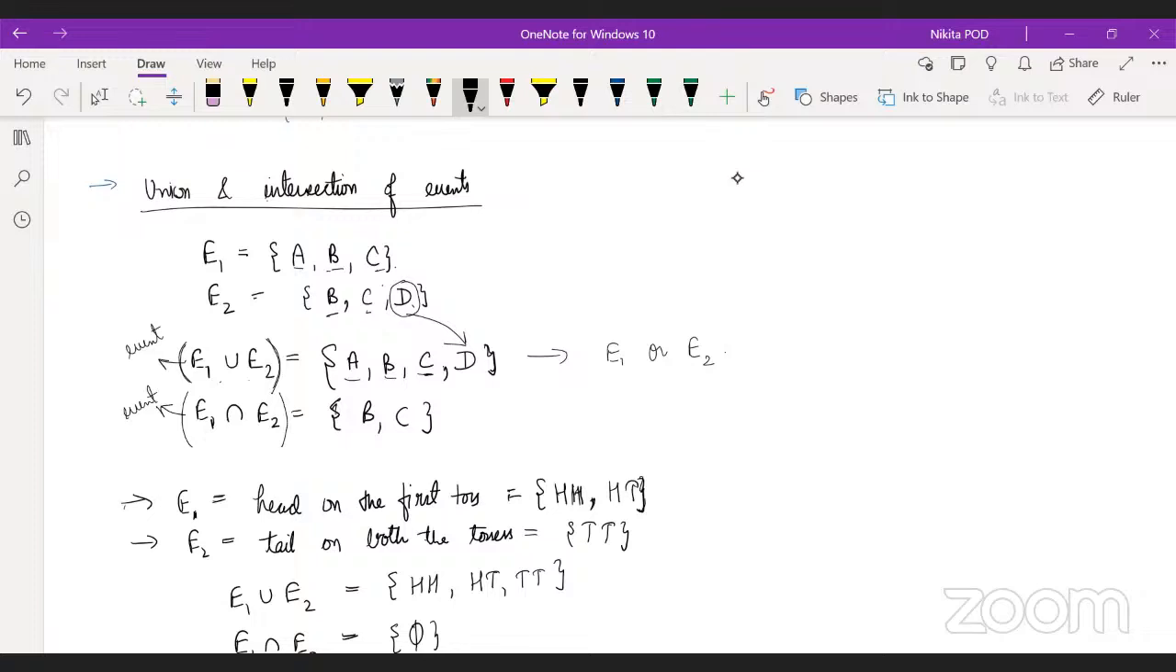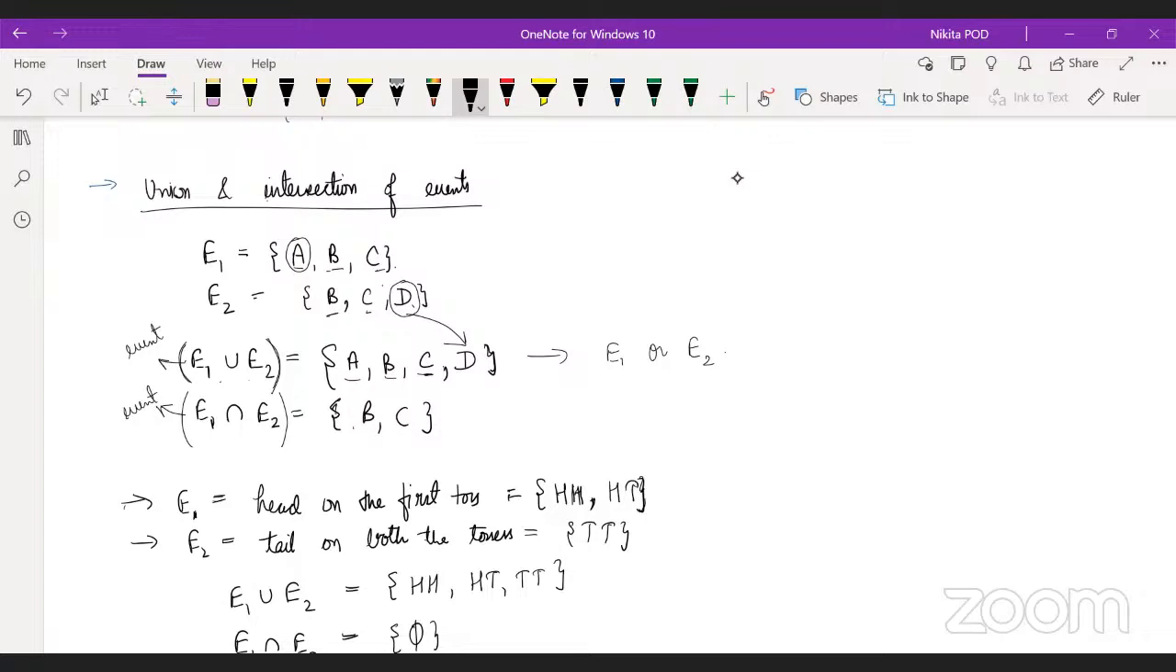This is also an event. And here you should look at the outcomes which are present in both E1 and E2, right? So if I look at outcome A, it is there in E1, but it is not there in E2. So it will not come in our event E1 intersection E2. And you can see that we don't have A here.